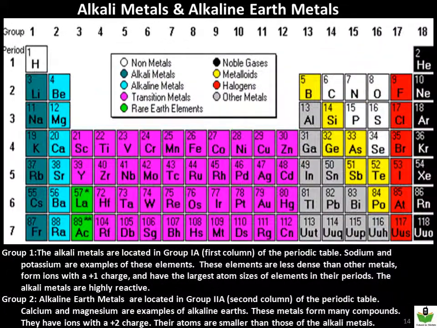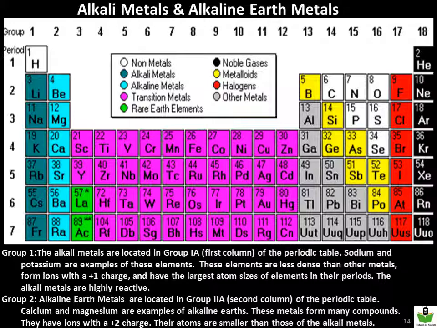Let's discuss alkali metals and alkaline earth metals. The alkali metals are located in group 1A, first column of the periodic table. Sodium and potassium are examples of these elements. These elements are less dense than other metals, they have ions with a +1 charge, and have the largest atom sizes of elements in their periods. The alkali metals are highly reactive.